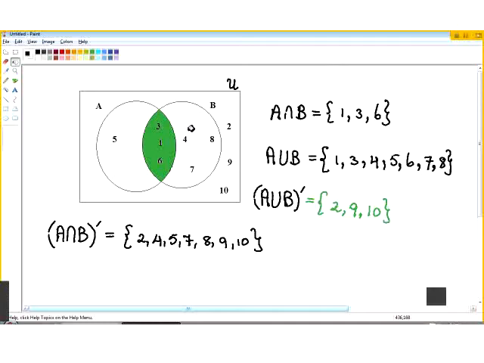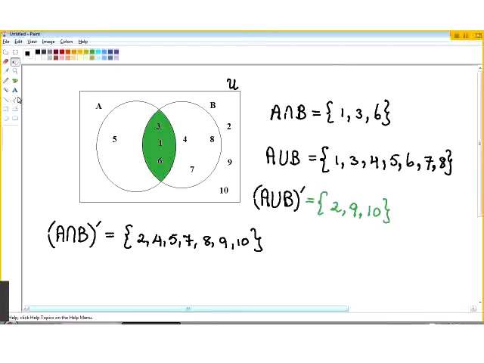So the complement of that is everything else in the universal set except for A intersect B. If you notice, A intersect B will be 1, 3, and 6. So you take out the 1, 3, and 6 from the universal set, and all that you have remaining represents the A intersect B complement. Simple? I hope you do find it simple.